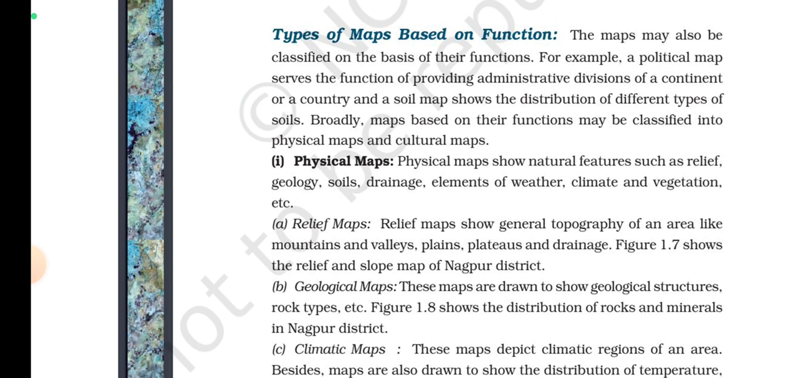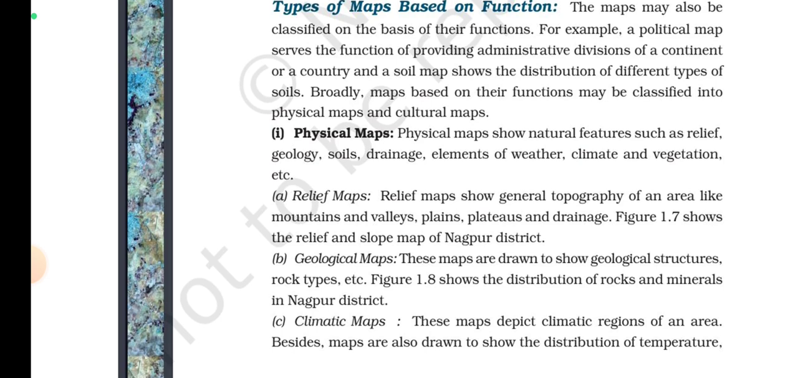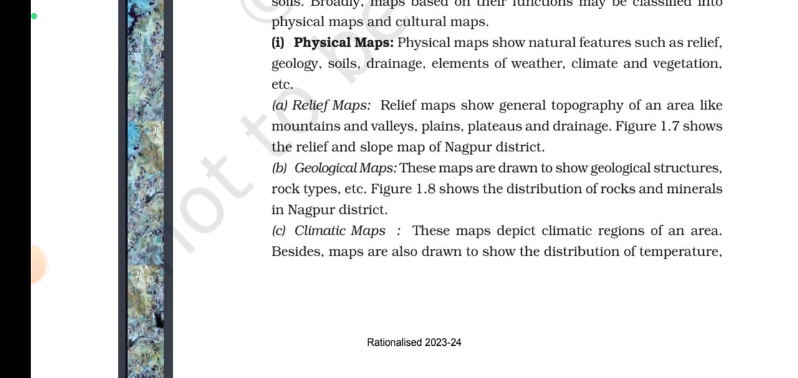The maps may also be classified on the basis of their functions. For example, a political map serves the function of providing administrative divisions of a continent or a country, and a soil map shows the distribution of different types of soils. Broadly, maps based on their functions may be classified into physical maps and cultural maps. Physical maps show natural features such as relief, geology, soil, drainage, elements of weather, climate and vegetation, etc.